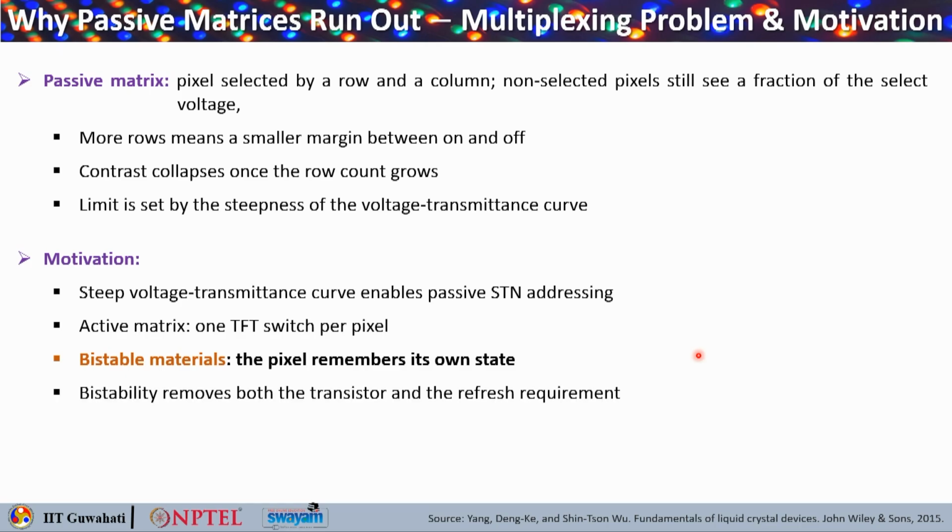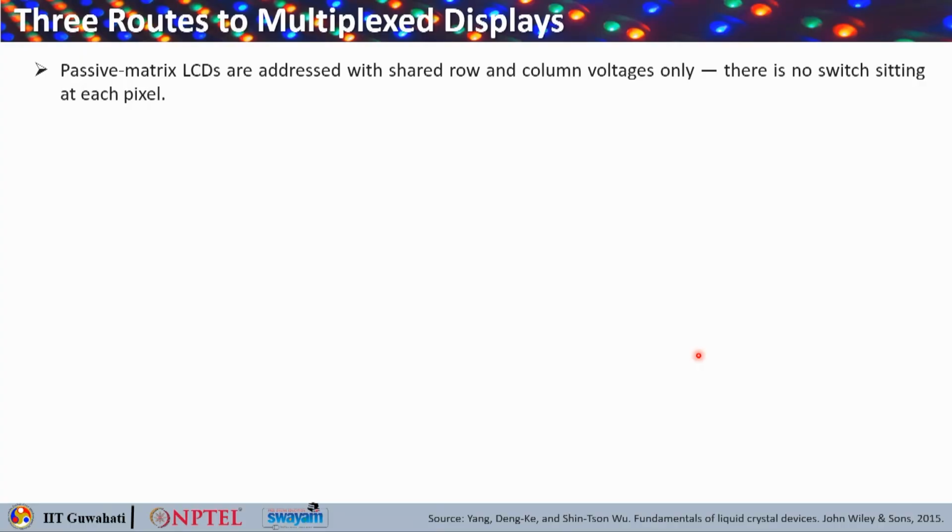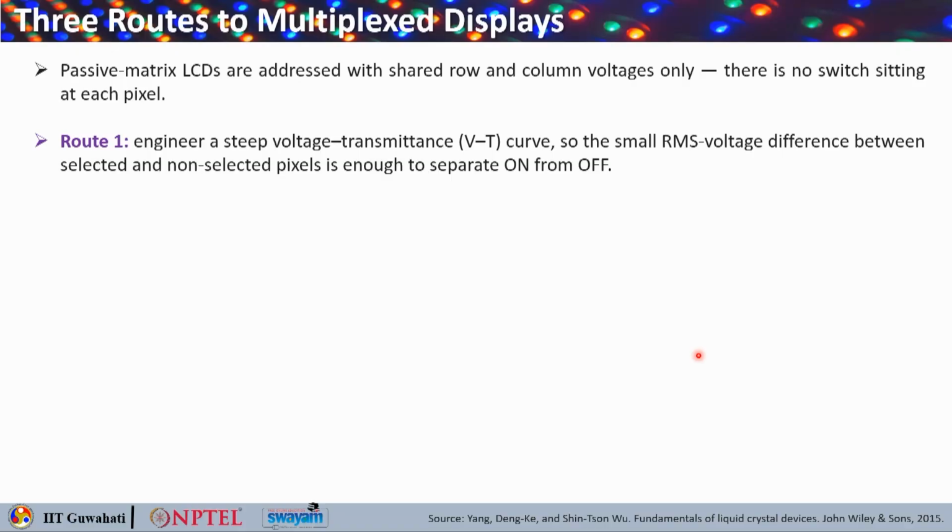Now, what is the benefit of bistability? It removes both the transistor and the refresh requirement. So, here we will look into the three routes to multiplexed displays. Now, the first point is why multiplexibility is hard. A passive matrix has only rows and columns. So, whatever selects a pixel must come from the combination of that row and the column voltage, right. So, there is no switch sitting at each pixel level, that we understood.